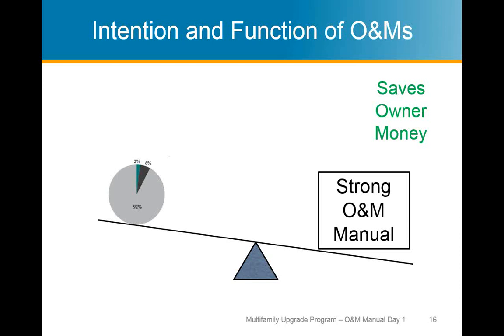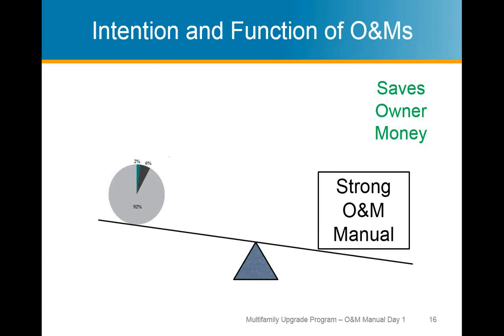So then the other side of the spectrum, a building with a strong O&M manual is tilting that scale in the building owner and all the stakeholders' favor. We're keeping that operational pie as small as possible. So while we're still devoting the vast majority of our resources to people, which is a good thing anyways, because that's really what makes things work, that pie is manageable and small and better than our peers, or at worst equal to our peers, and making us competitive in the market.